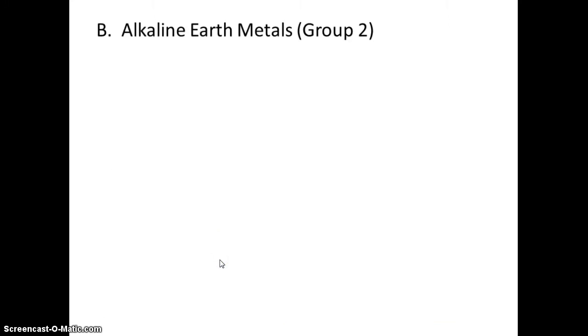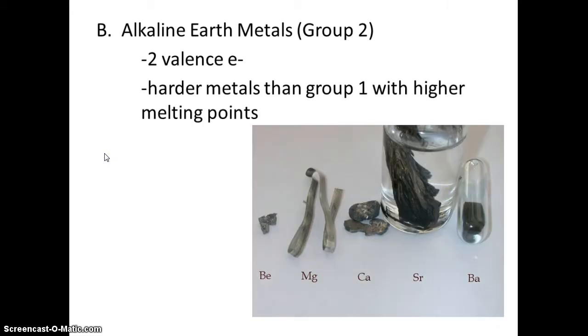Alkaline earth metals, make sure you realize that it's alkaline, whereas the first one was alkali without the N-E. This is group 2, so they have 2 valence electrons. They're harder metals than group 1 with higher melting points. So they are reactive, they're just not as reactive as your group 1 elements. They all have 2 valence electrons, like I said.